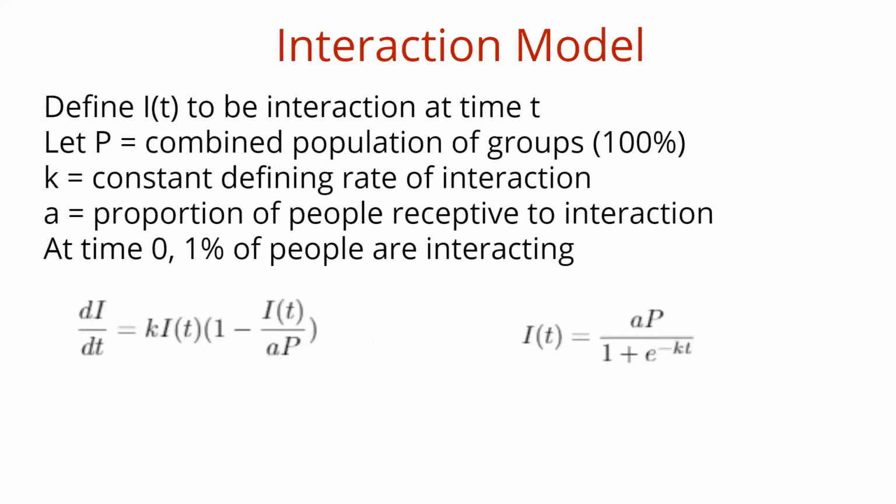Thus, our interaction model is a logistic model. The logistic model has an upper limit that is denoted by AP, A being the proportion of people willing and receptive to interaction with other groups, and P being 100% of the population. The interaction model, the logistic curve, will never reach 100% interaction, and that is because there's bound to be some people who are not willing to interact. K is our constant defining rate of interaction. That is how quickly people start to interact with each other.